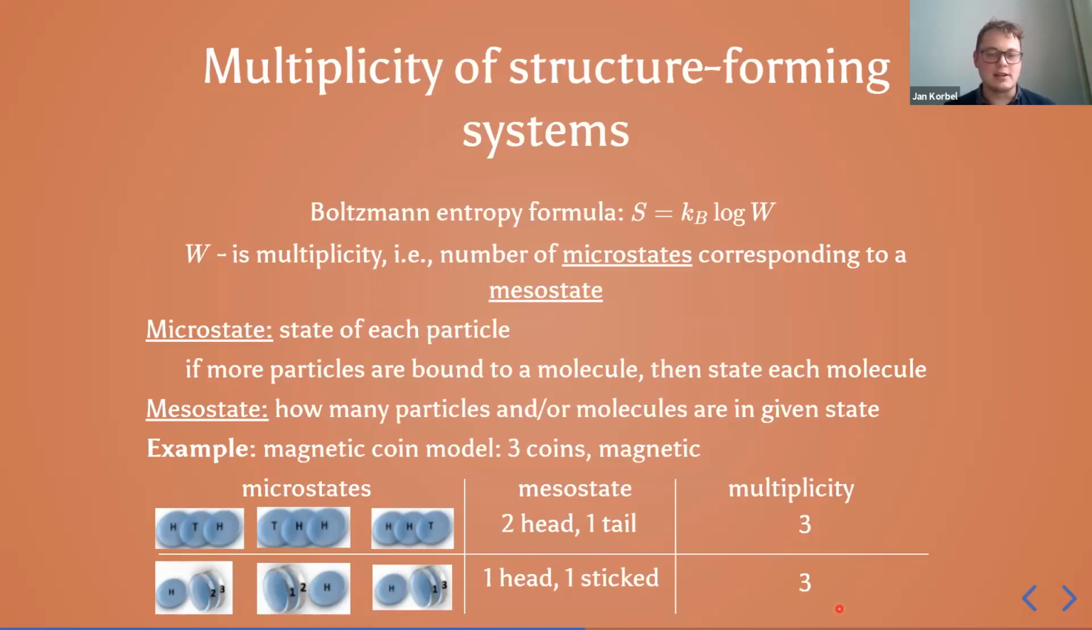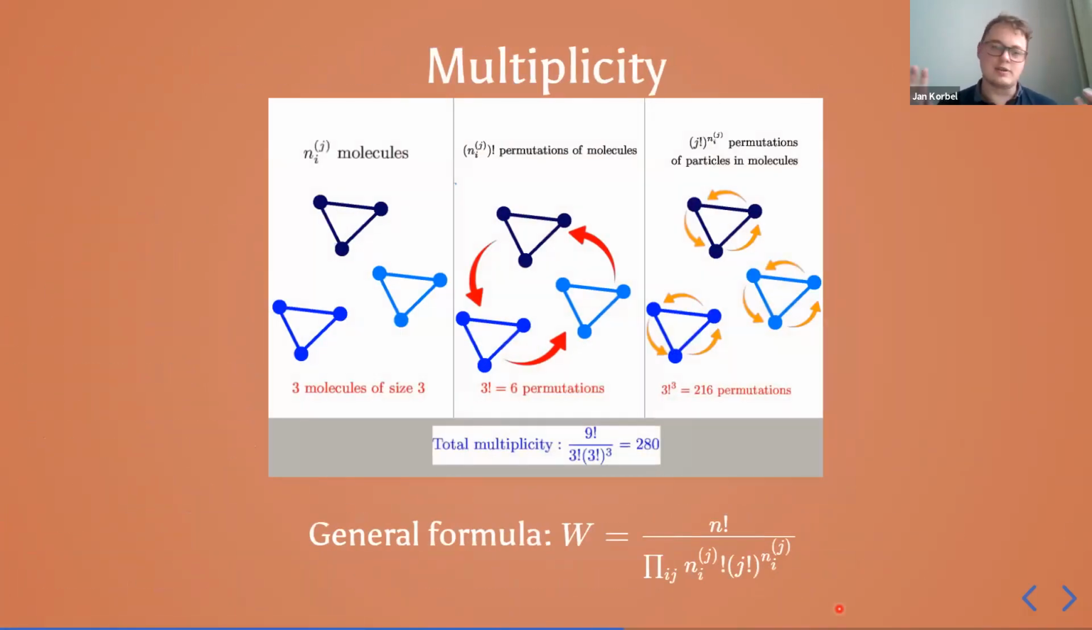And now you can imagine that this gets a little bit more complicated when you get to larger systems and when you also allow that not only two particles can stick, but also three particles, or three coins can stick, four, five, et cetera. So I will just show you a general mechanism how to do this. Then you can read all the details in our paper. We did some work to explain very precisely what is the exact definition of microstate and what is the exact definition of mesostate, but I don't want to go into too many technical details.